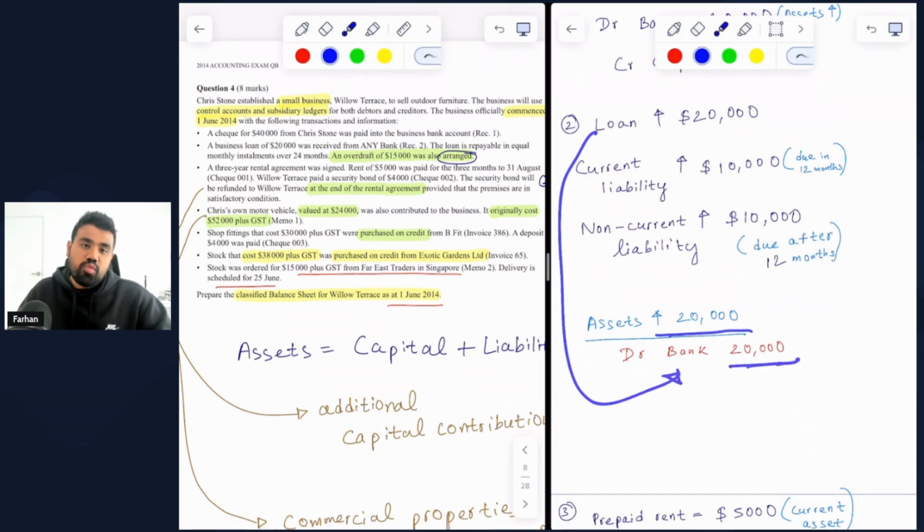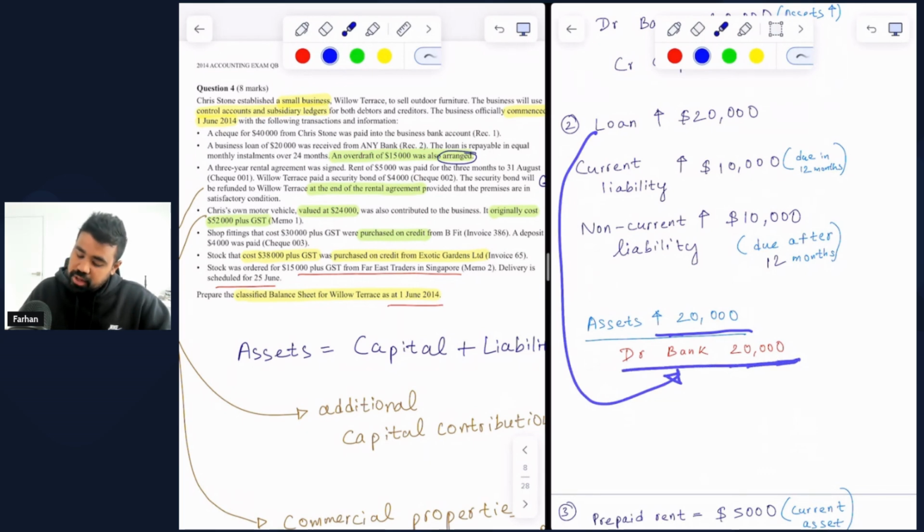So what's happening is we went to the bank, we asked for a loan, we got granted the loan, and the bank deposited the money into our business bank account. All right. So when the bank deposits the $20,000 into the business bank account, our assets in the form of cash at bank goes up. So when assets go up, we debit it. So that is why we are debiting by $20,000.